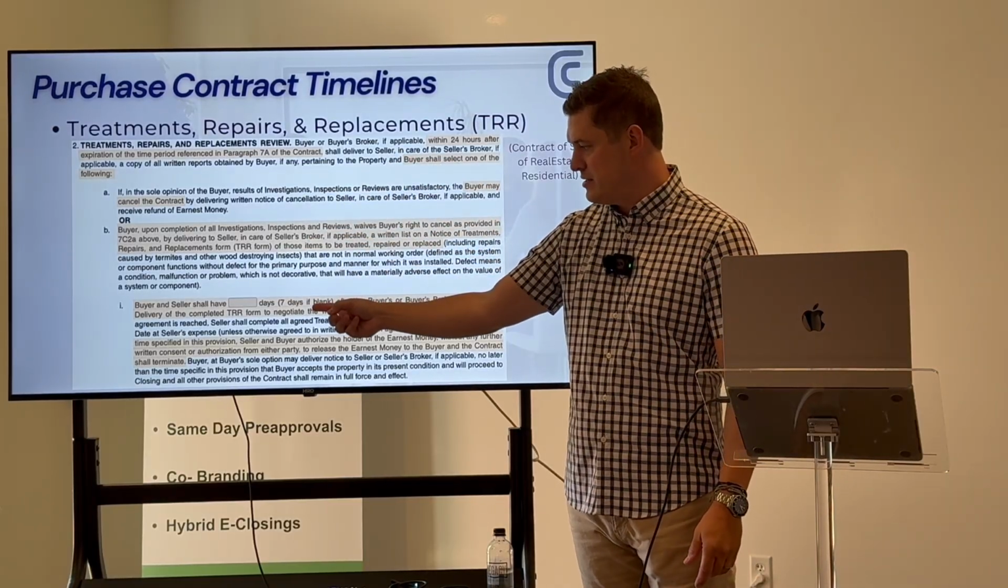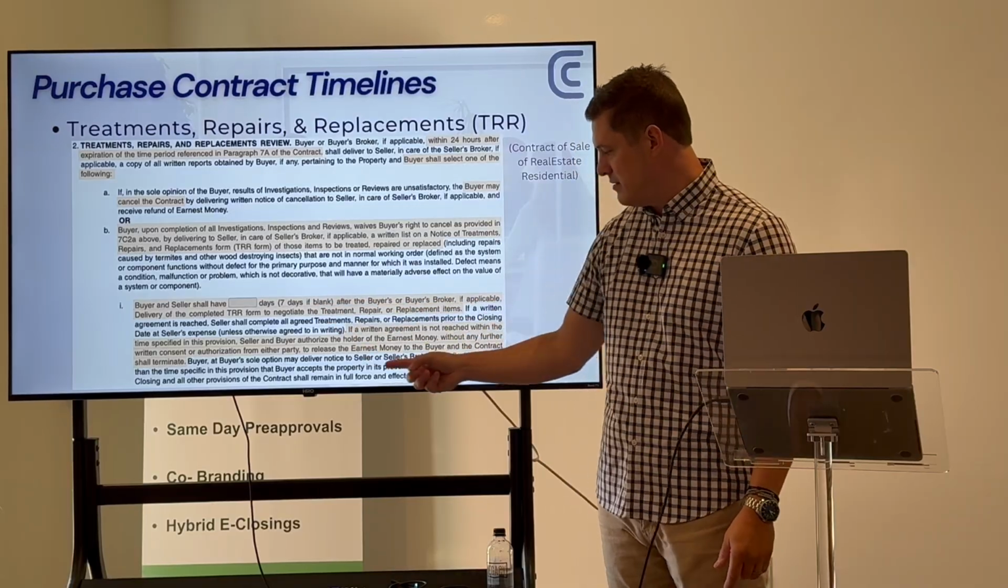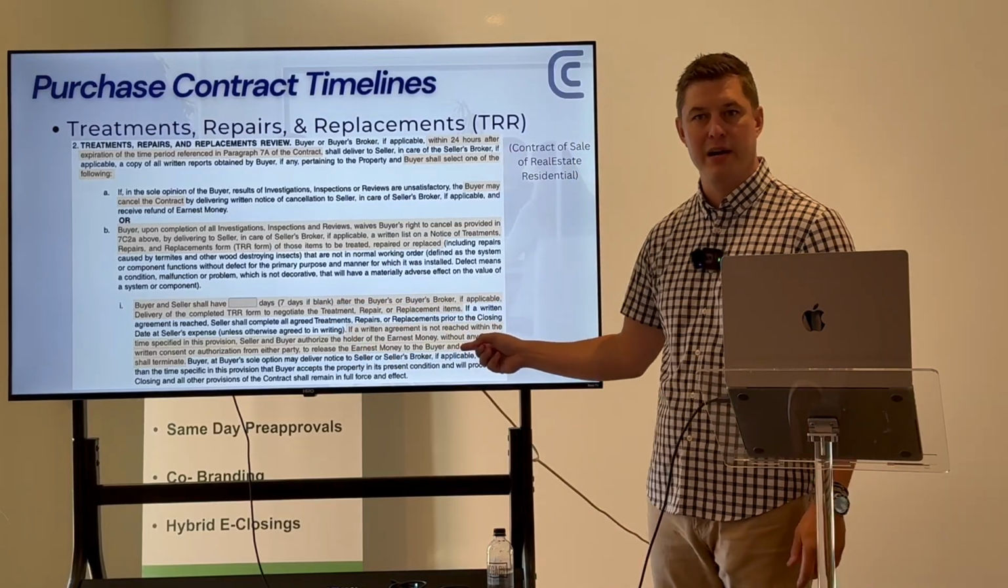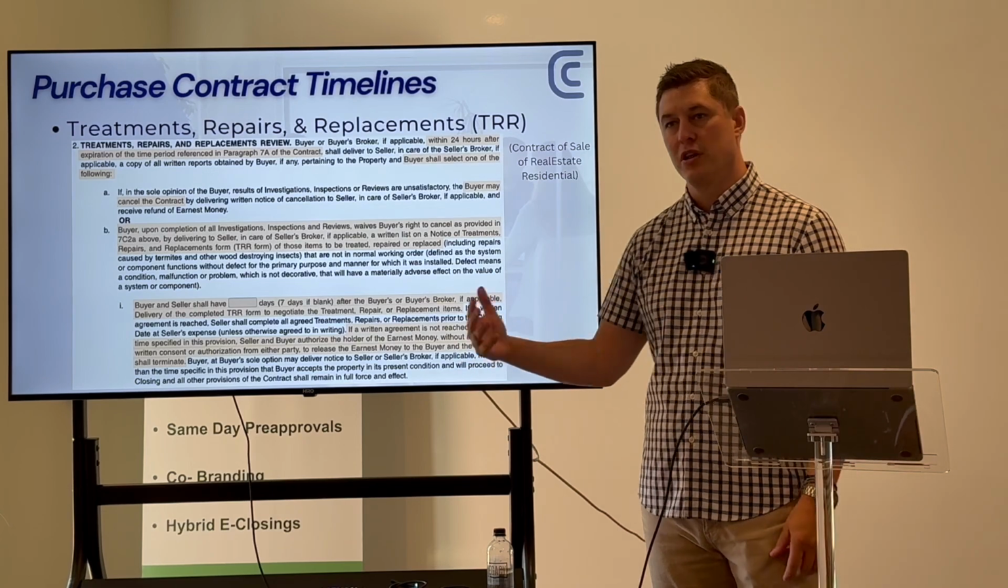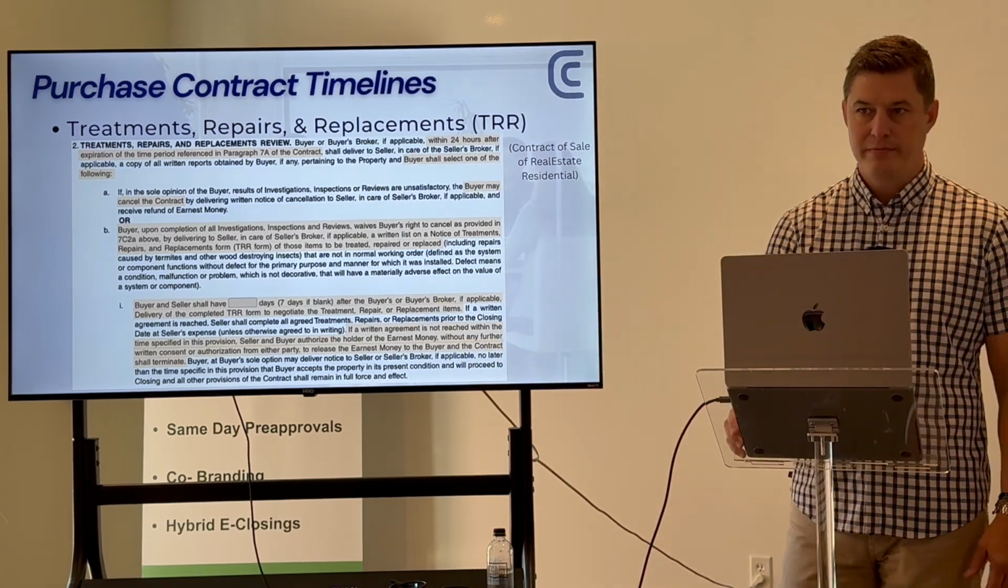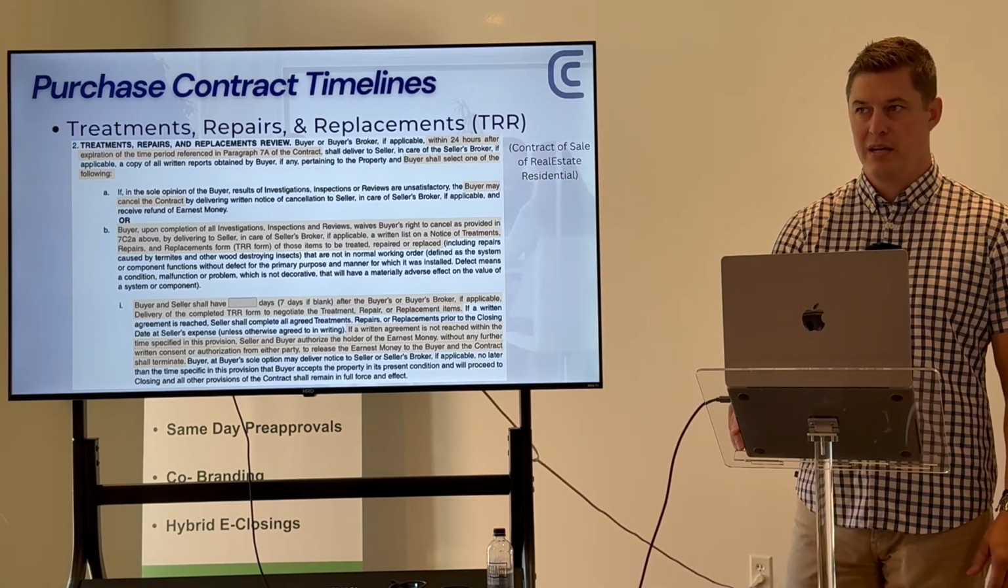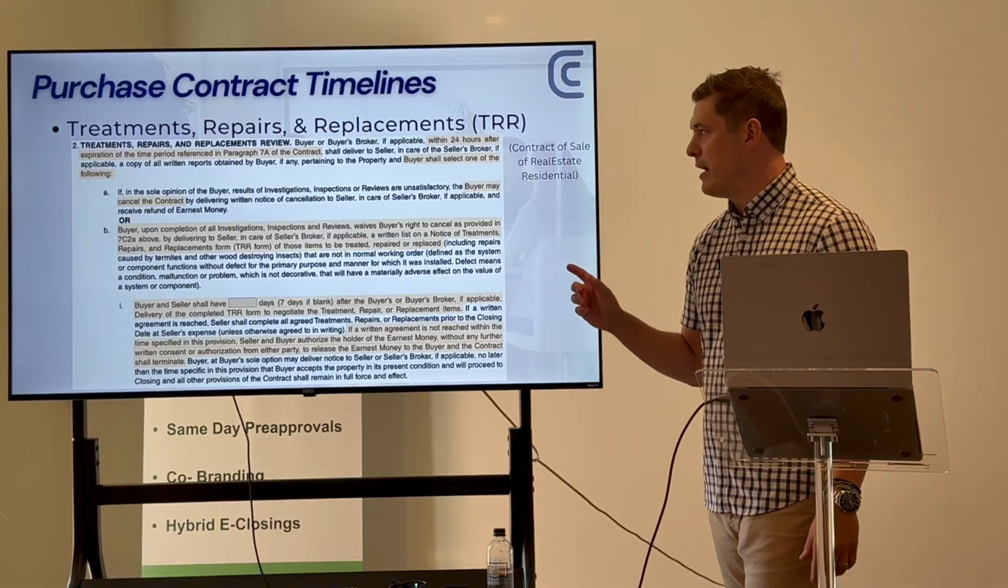Then we have 7 days. If we can't get it done, money automatically goes back to the buyer. If we do get it done, we have until closing to make the repairs. Questions on this? So the biggest thing I talk a lot about is the time period.